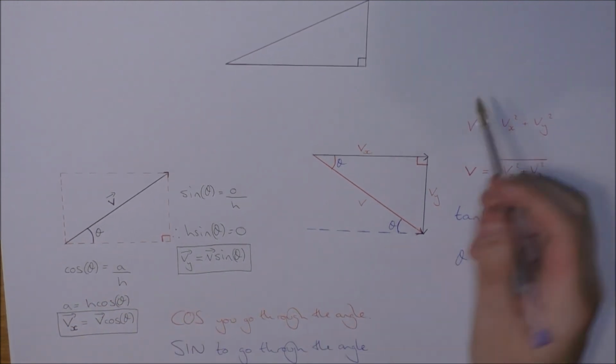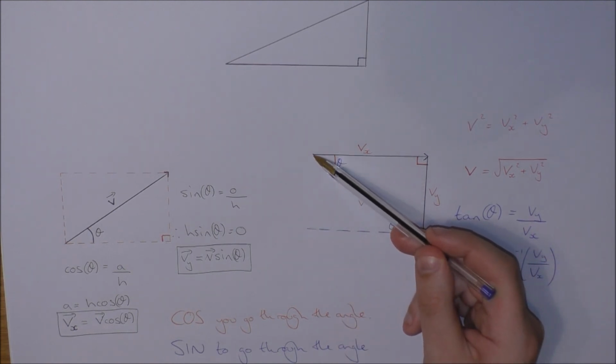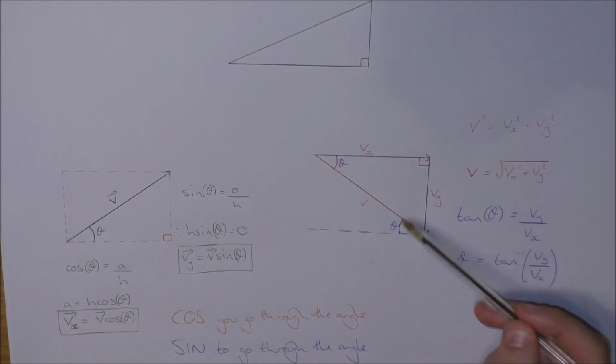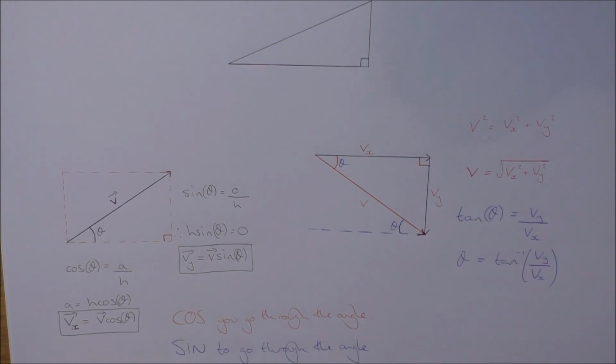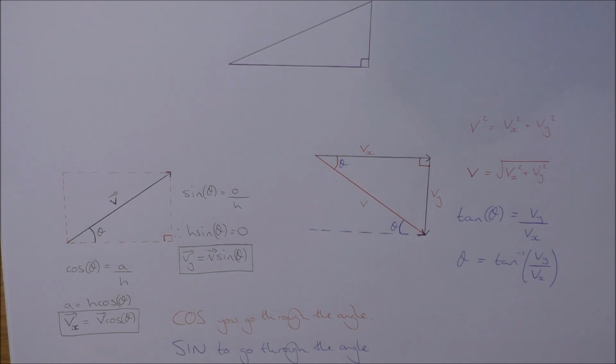And in doing those steps, we can work out the magnitude and the angle, the direction from the horizontal, for an overall vector from a resolved horizontal and vertical vector. So that is resolving vectors for AS Physics.